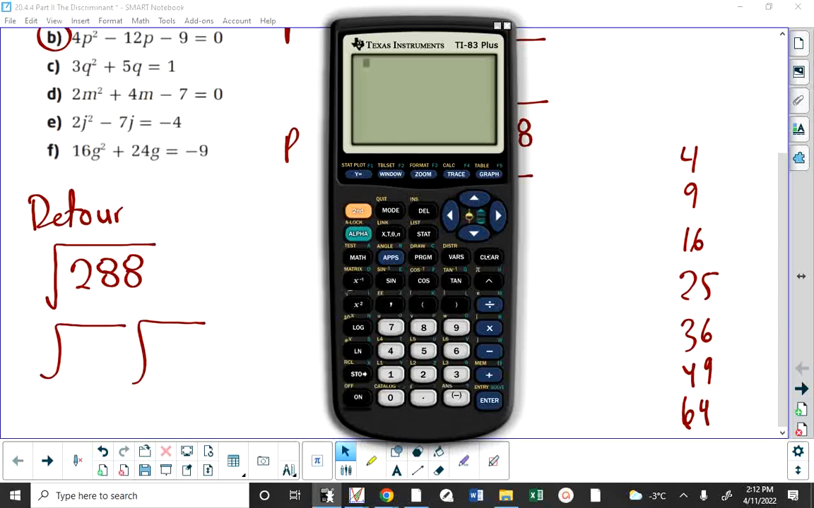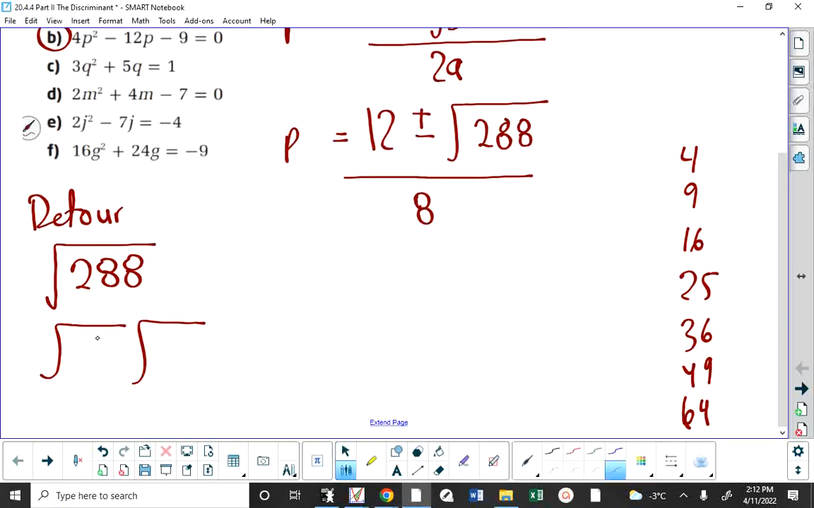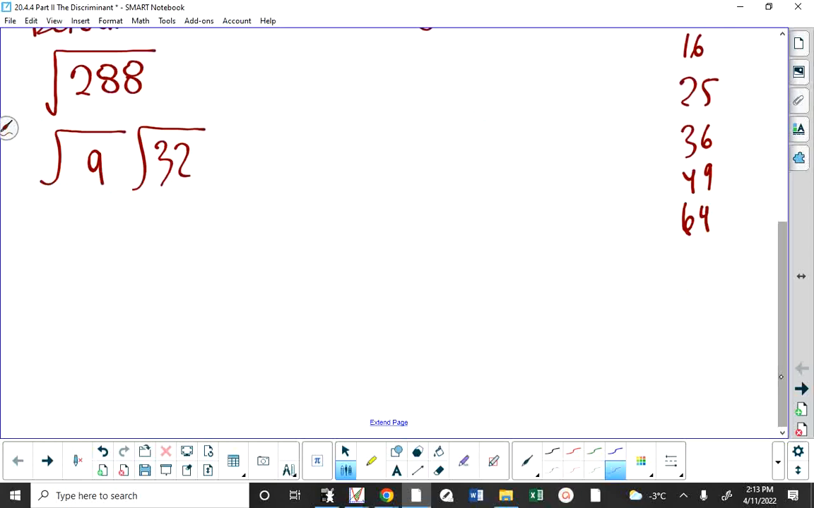Nine. Okay, so let's do 9. 72? No. 32? Okay, so 9 times 32 is 288, so this becomes 3 root 32. And are you fine with that? Okay, now this is the other option, and I think it's actually a good option.